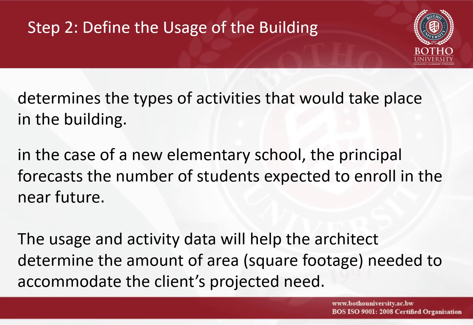The step 2 of the process is to define the usage of the building. This is the step where the team determines the types of activities that would take place in the building. For example, in the case of a new elementary school, the principal would forecast the number of students expected to enroll in the near future.